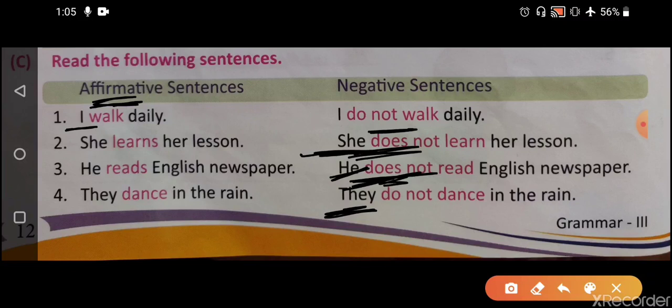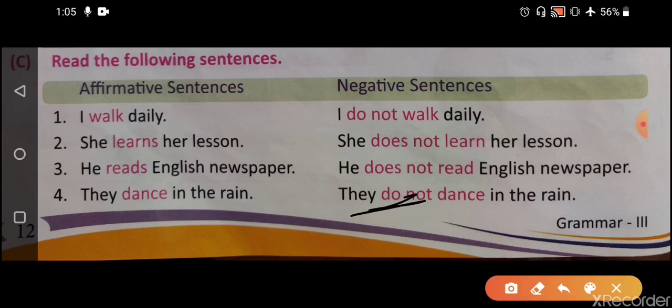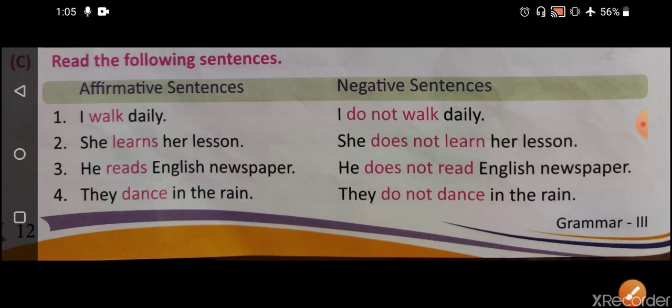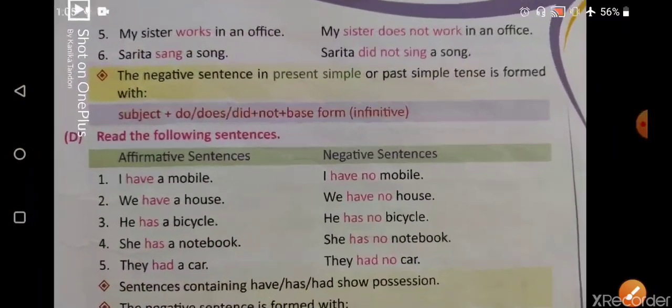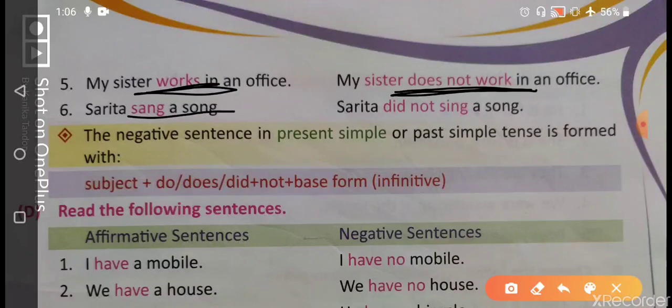But when the subject becomes plural, we use do as the helping verb. Similarly, when the subject is singular, we use works here and does not work. And these were in the present tense. Now coming to the simple past, Sarita sang a song. Sarita ne gana gaya. Now, did not sing.